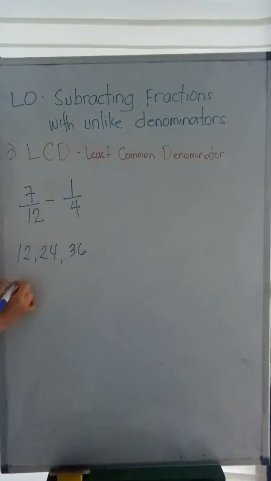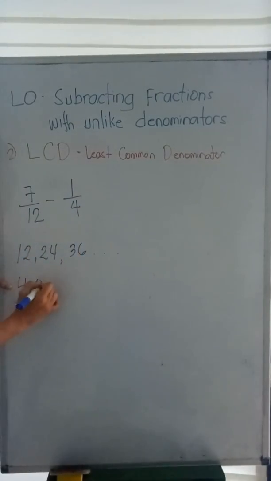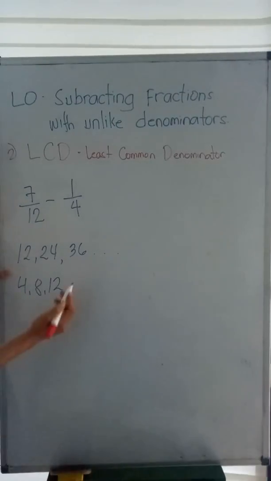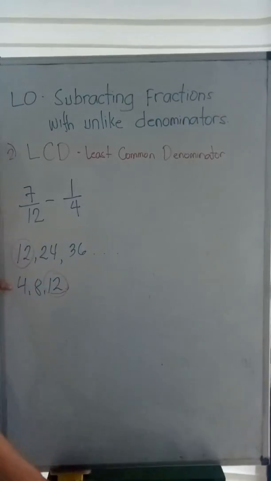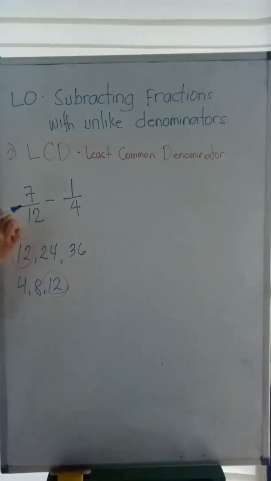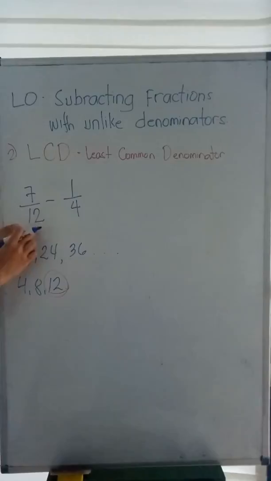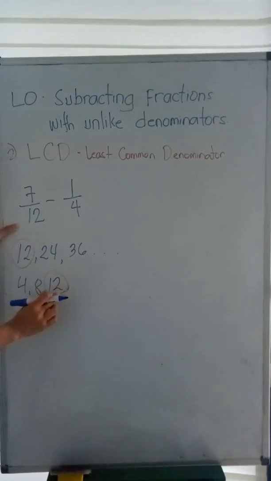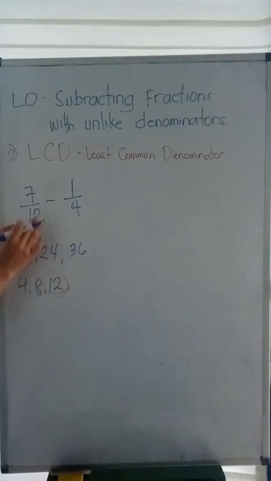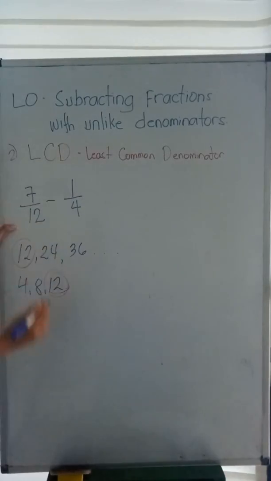Now we use 4: 4, 8, 12. You have to stop. Now you know that their common number is 12. Their common number is 12. Now for this example, since 7/12, the denominator is already 12, and we are going to use 12 because that is their common denominator, you just copy the entire fraction.